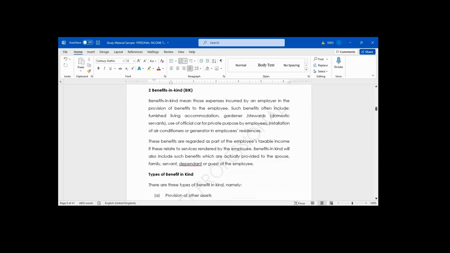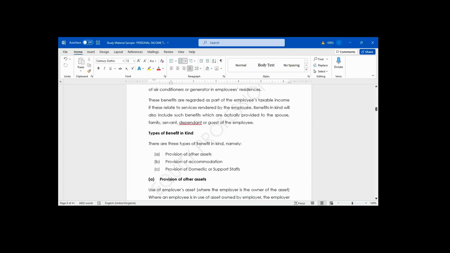Now, what are the types of benefit in kind that we have? There are three types of benefit in kind. Number one, provision of other assets. Number two, provision of accommodation. While number three is provision of what? Domestic staff. There are three types of benefit in kind: provision of other assets, provision of accommodation, and provision of what? Domestic staff.